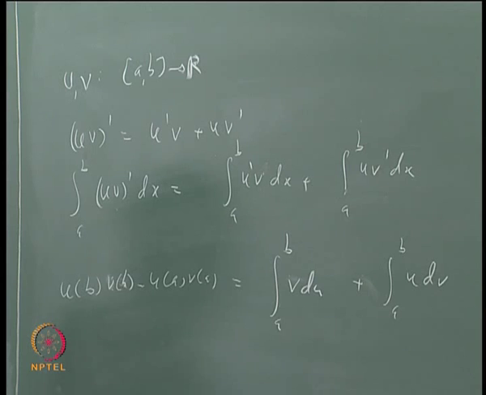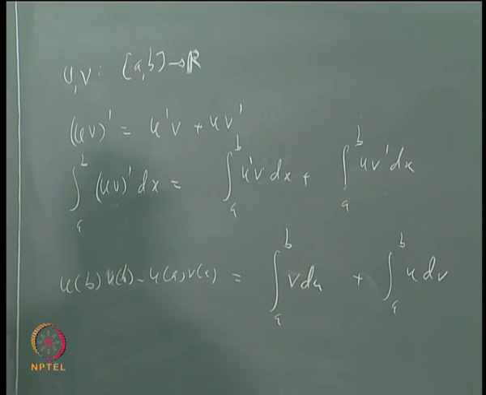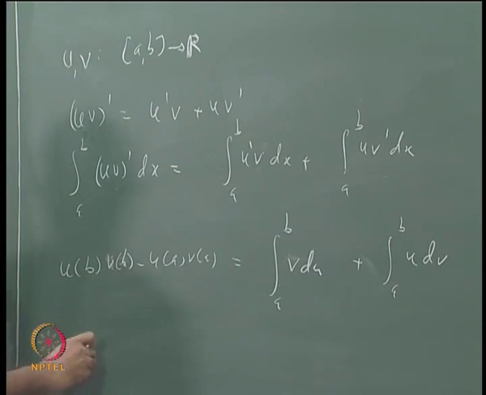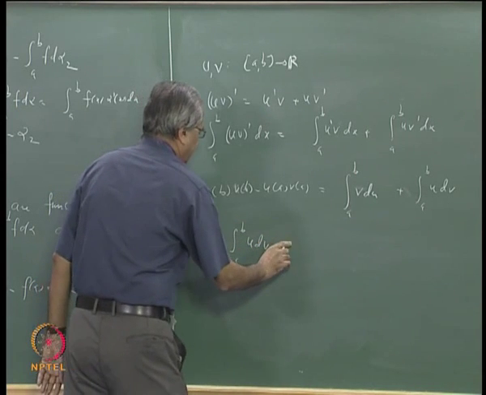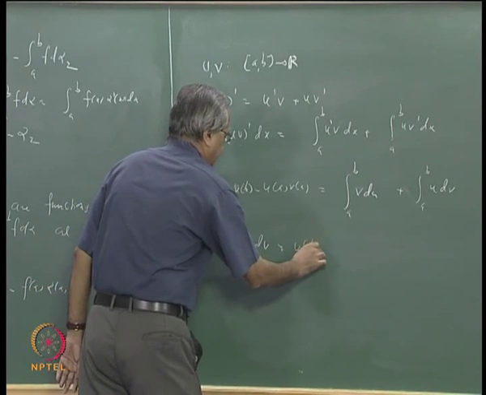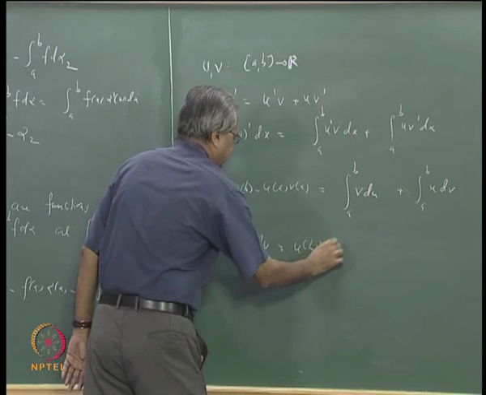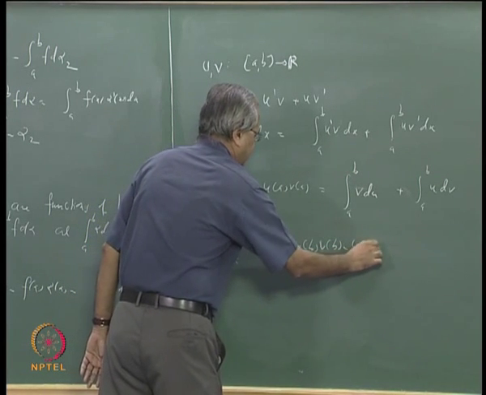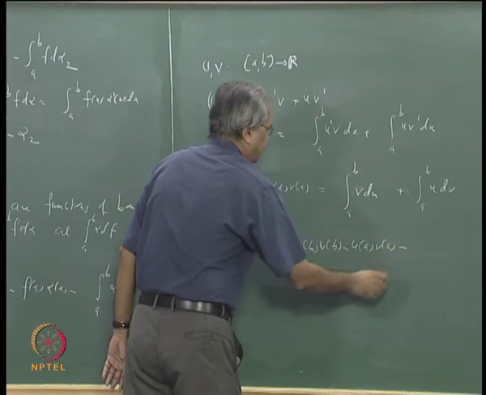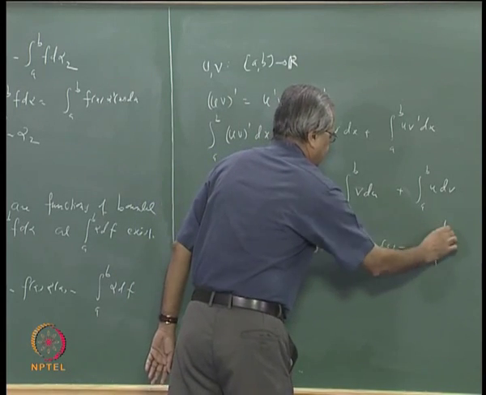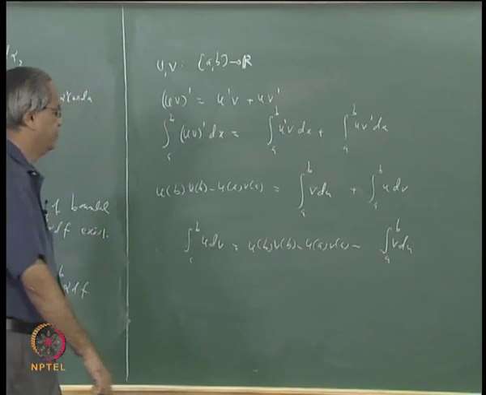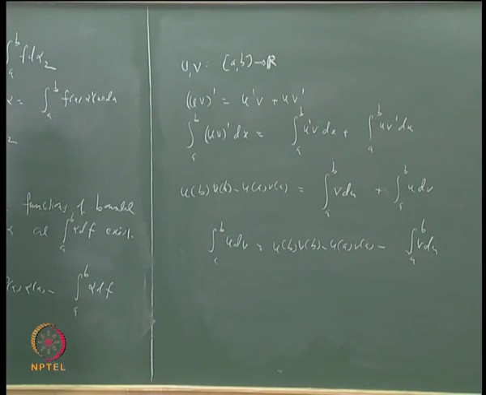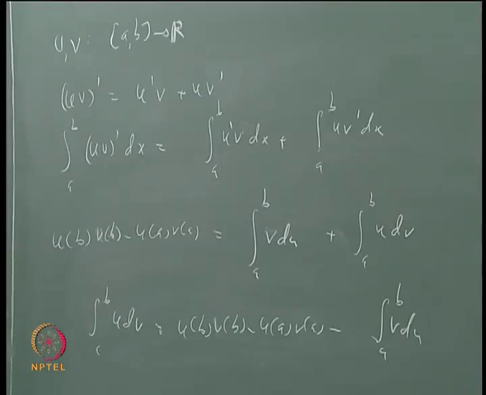So one can simply write this formula the same as this. Let us write this as integral a to b u dv is equal to u(b) v(b) minus u(a) v(a) minus integral a to b v du, and that is essentially the same as this formula.